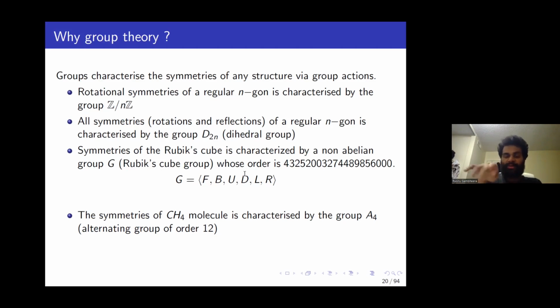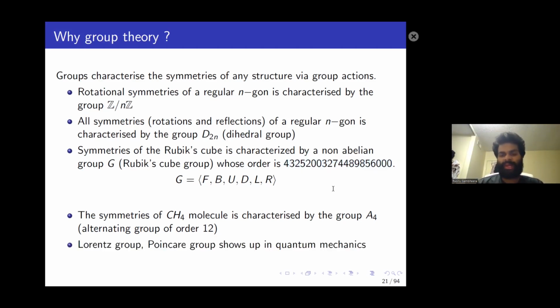Those strings of operations will give more and more group elements, because those are different types of permutations, right? So if you look at all of those permutations, there are this number of them. That's why this is the order of the Rubik's cube group.